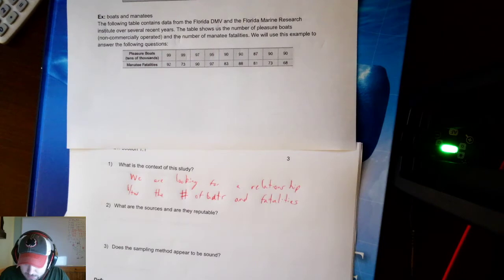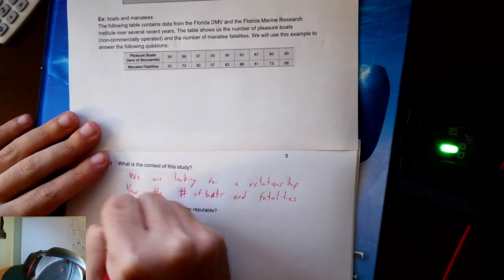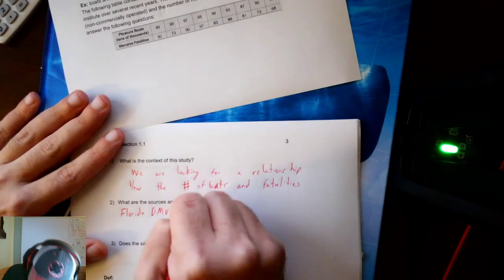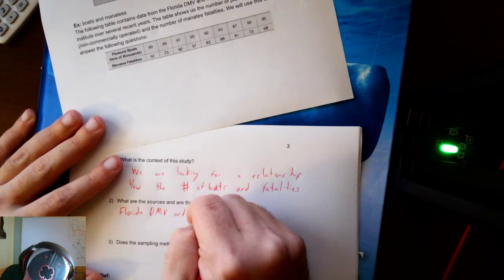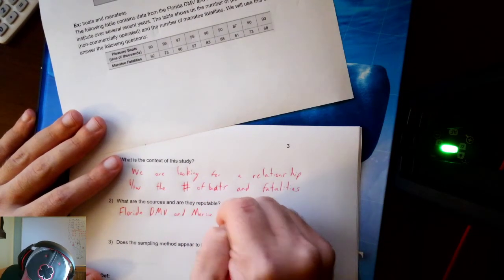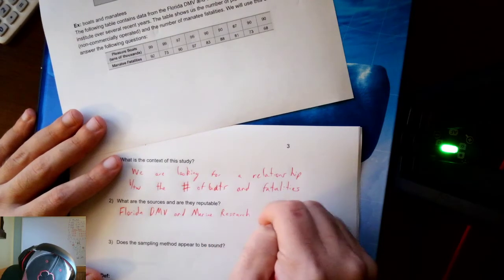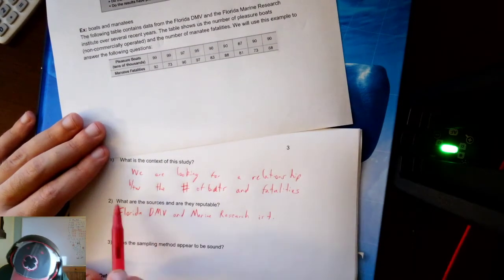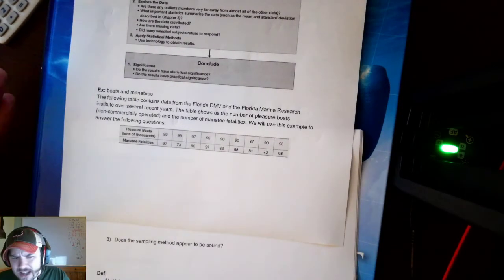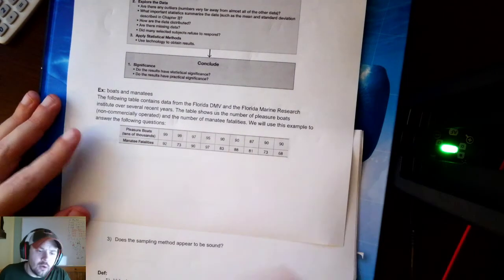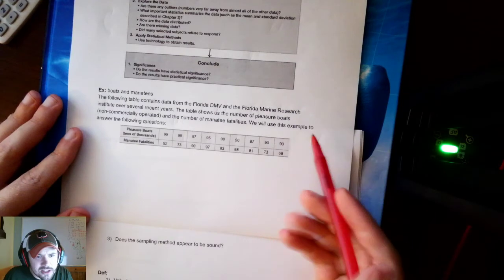What are the sources and are they reputable? What are the sources? Well, the boat data came from the Florida DMV and the manatee data came from the Florida Marine Research Institute. Are they reputable? Is there any reason to believe the DMV or the Marine Institute would be lying about these numbers? Not likely, right? The DMV needs to keep track of how many boat licenses there are in the area. The Marine Research Institute needs to keep track of how many fatalities there are for manatees.